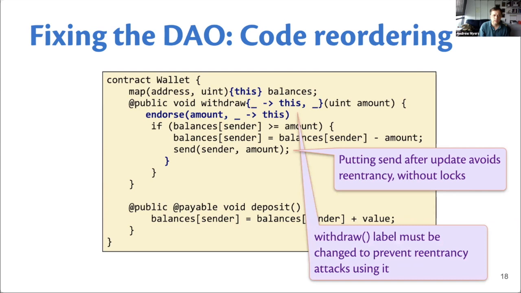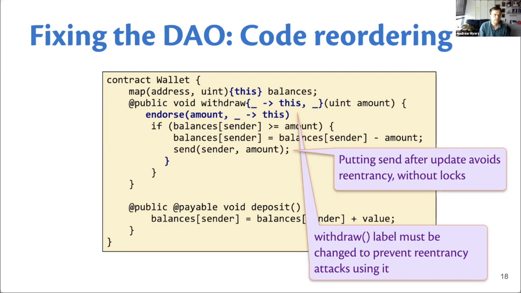One other change that happens here is that if we want to use this solution that I just showed you where we reordered the code, you'll notice that the withdraw function itself is now kind of just as dangerous as the original send. And so we'll have to change the label to withdraw to reflect that, to prevent further reentrancy attacks from being done using withdraw. So we can capture that aspect of the contract between the caller and the callee precisely as well.